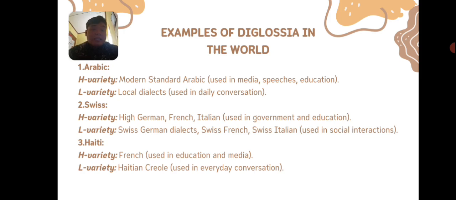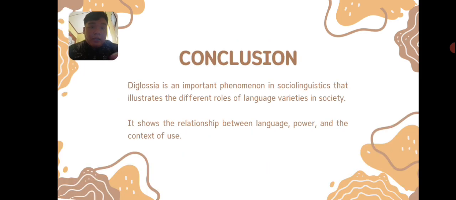And the last is Haiti. In the H variety, they use the French language, used in education and media. Meanwhile, in the L variety, or low variety, they use Haitian Creole. It is used in everyday conversation. And in conclusion from that material, diglossia is an important phenomenon in sociolinguistics that illustrates the different roles of language varieties in society. It shows the relationship between language, power, and the context of use.